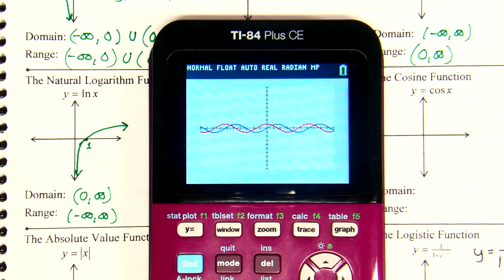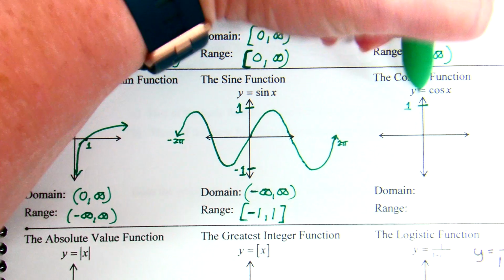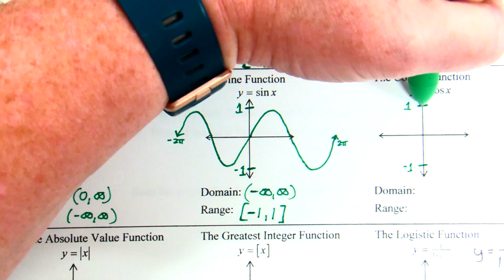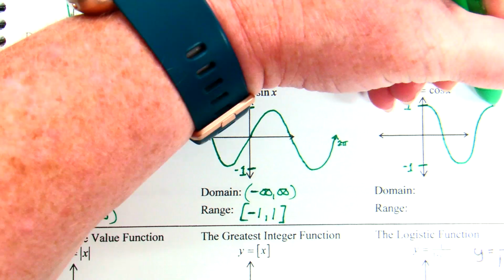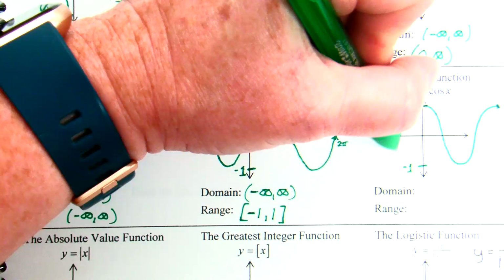So cosine has a lot of the same features. It still goes as high as 1, as low as -1. The difference is that it starts up high at 1, goes down, comes back up. So that is what one cycle of cosine looks like. Same thing happens on the other side.